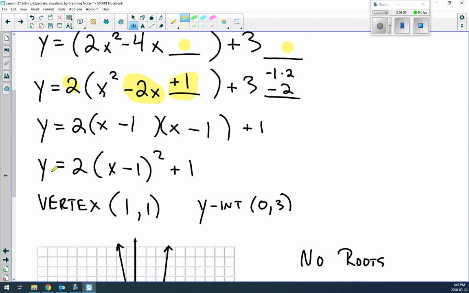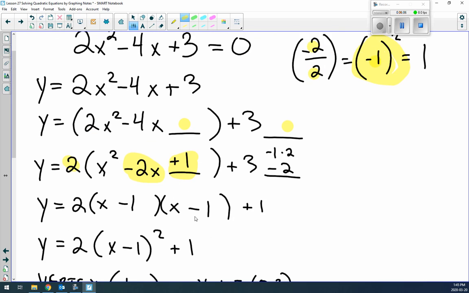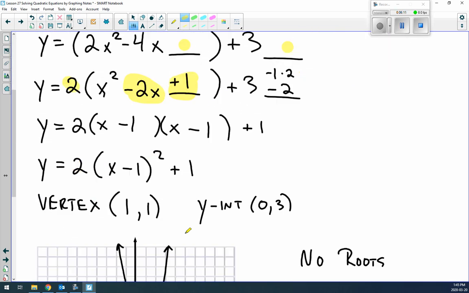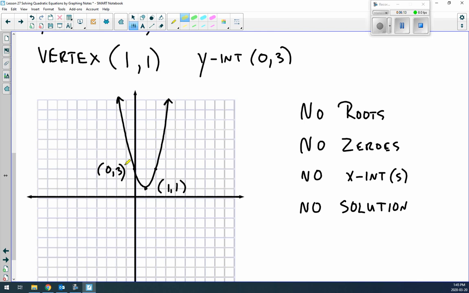So if you look at this, we have y equals 2, x minus 1 squared plus 1. So what's the vertex? 1, comma 1. Look at the y-intercept. What's the y-intercept? The y-intercept way back up here is positive 3. So let's graph this. Oh, positive 3, 1.